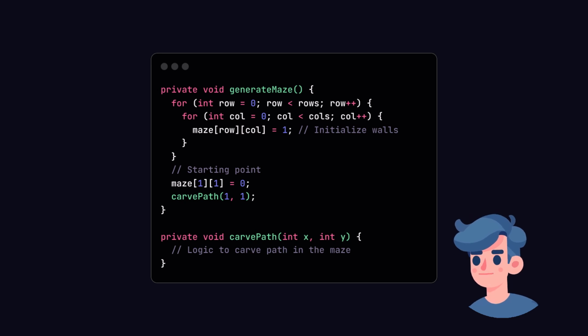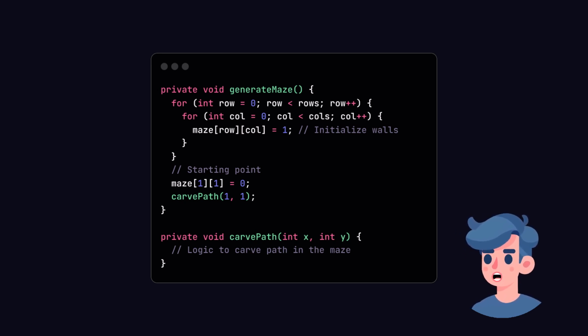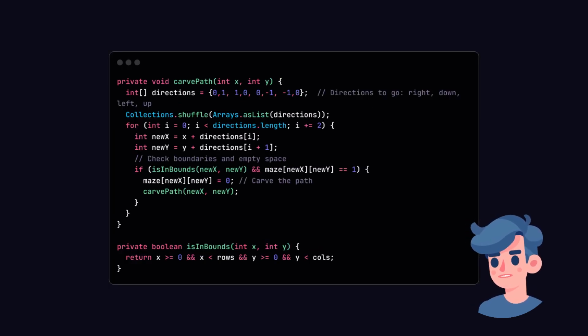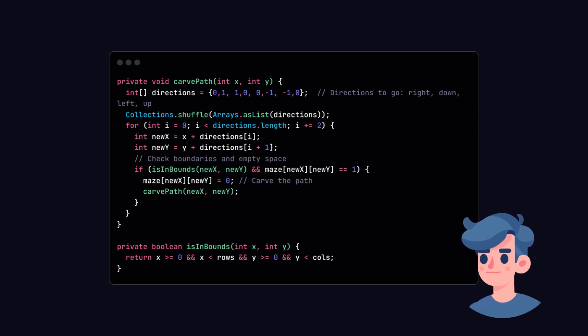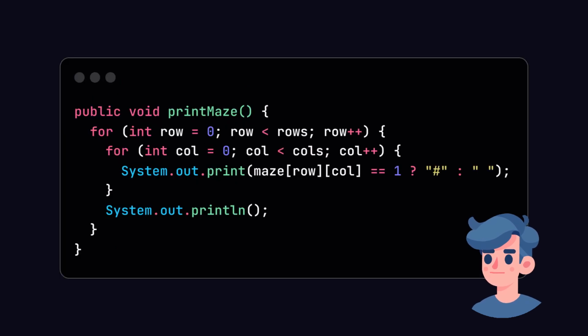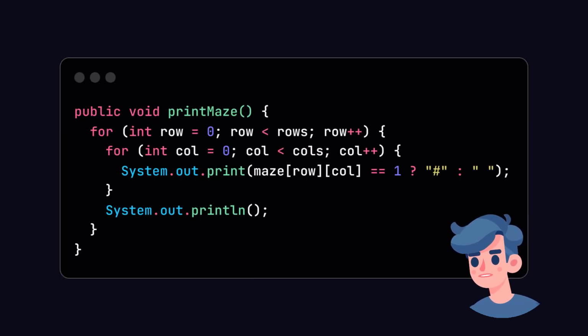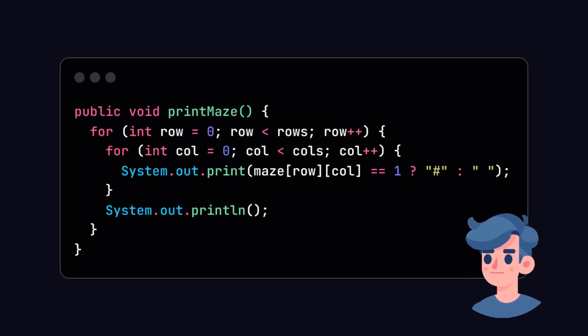Next, we will implement the logic to generate the maze layout. This can be done using a depth-first search algorithm. Let's add a recursive function for that. Next, let's implement the carvePath function. This function will choose a random direction to move and then recursively call itself to carve a path through the maze. Now that we have the maze generated successfully, let's visualize it in the console.